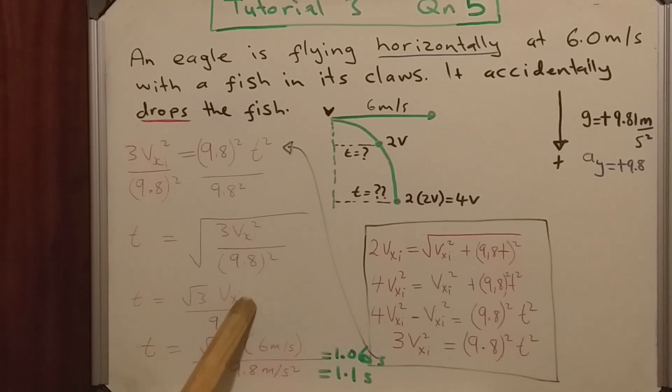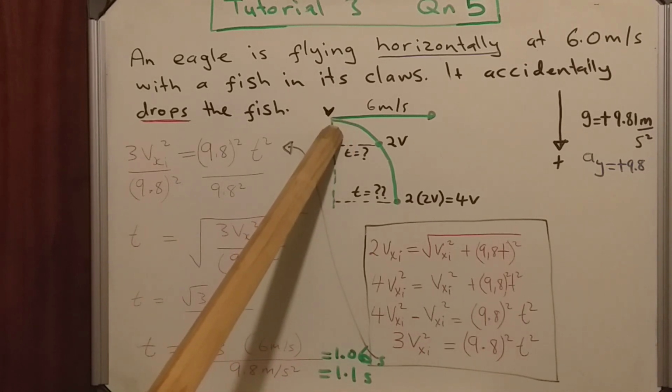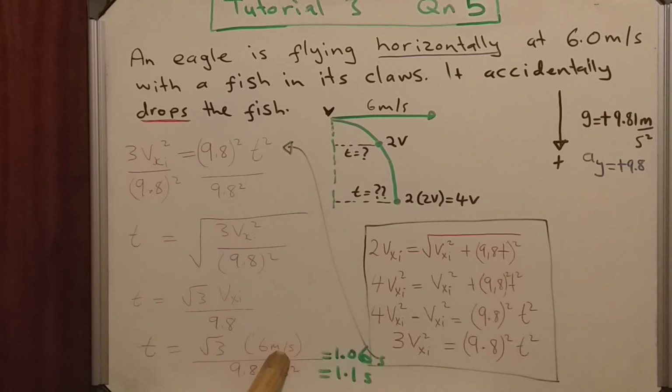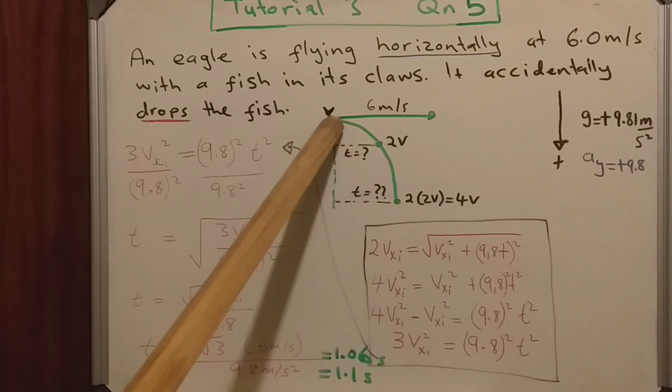Then we know that Vxi, its initial component, was 6. So the final t is 1.06 seconds. Rounded off, it gives you 1.1 seconds. So that was the time for the speed to double.